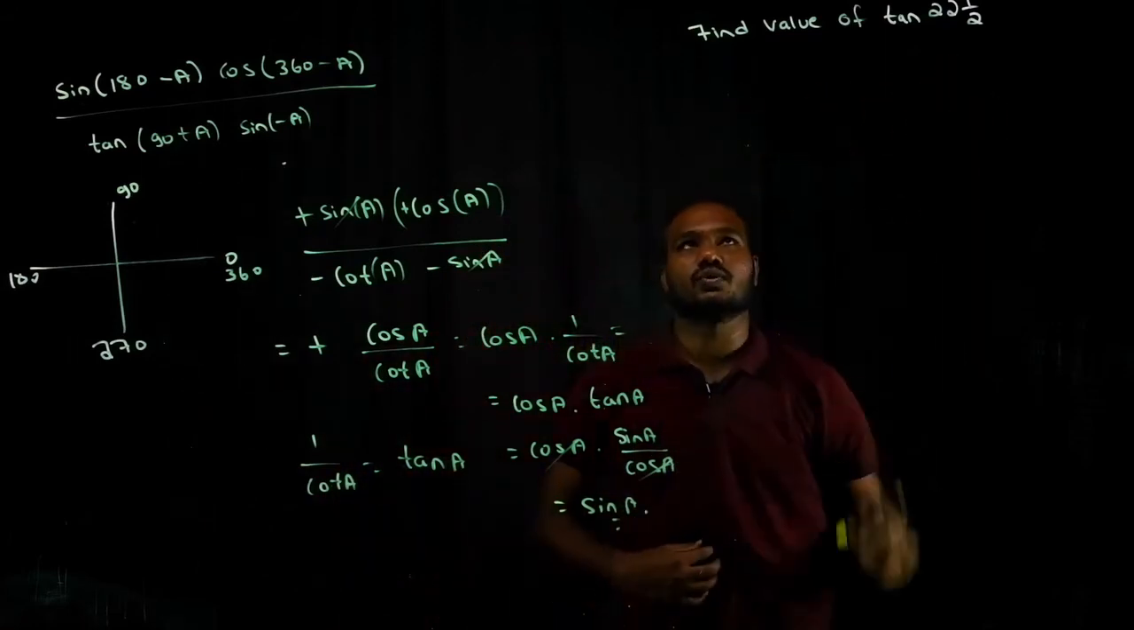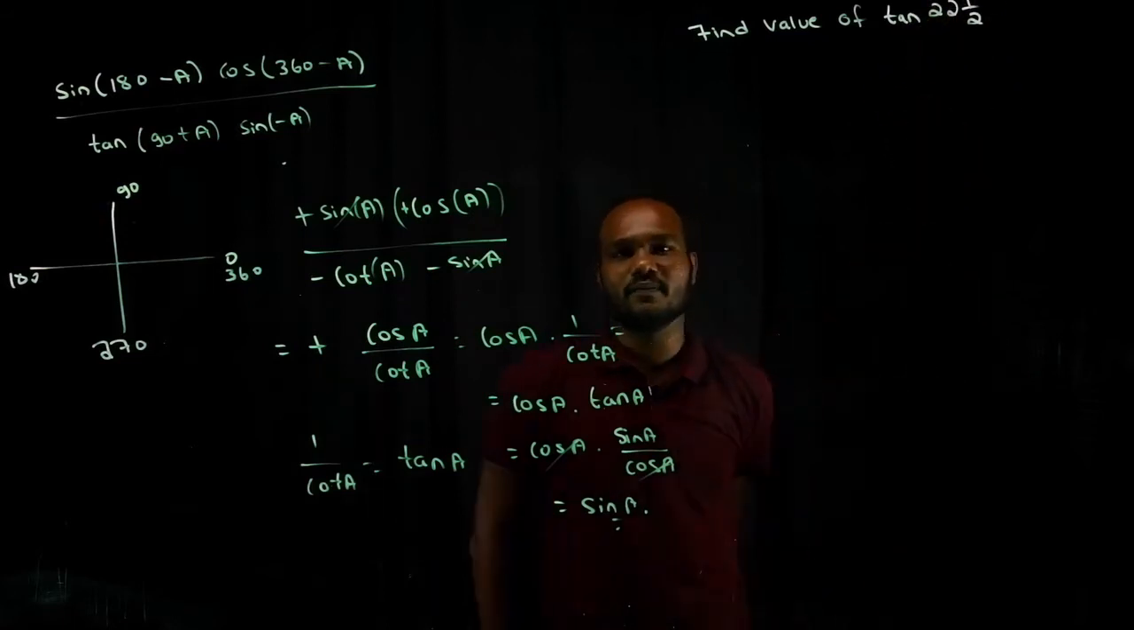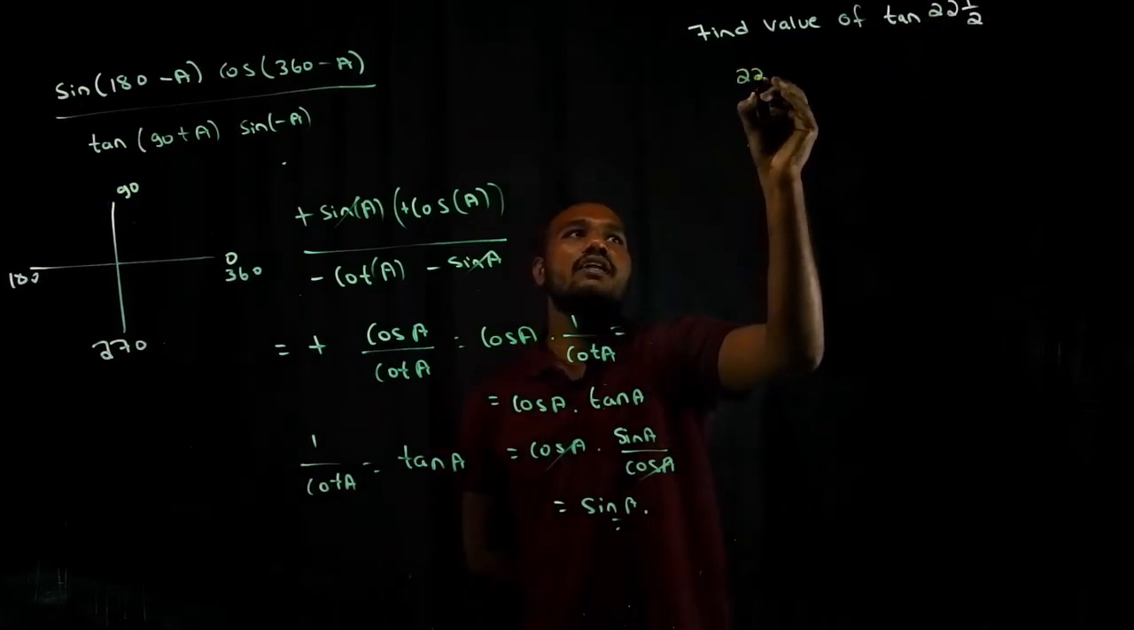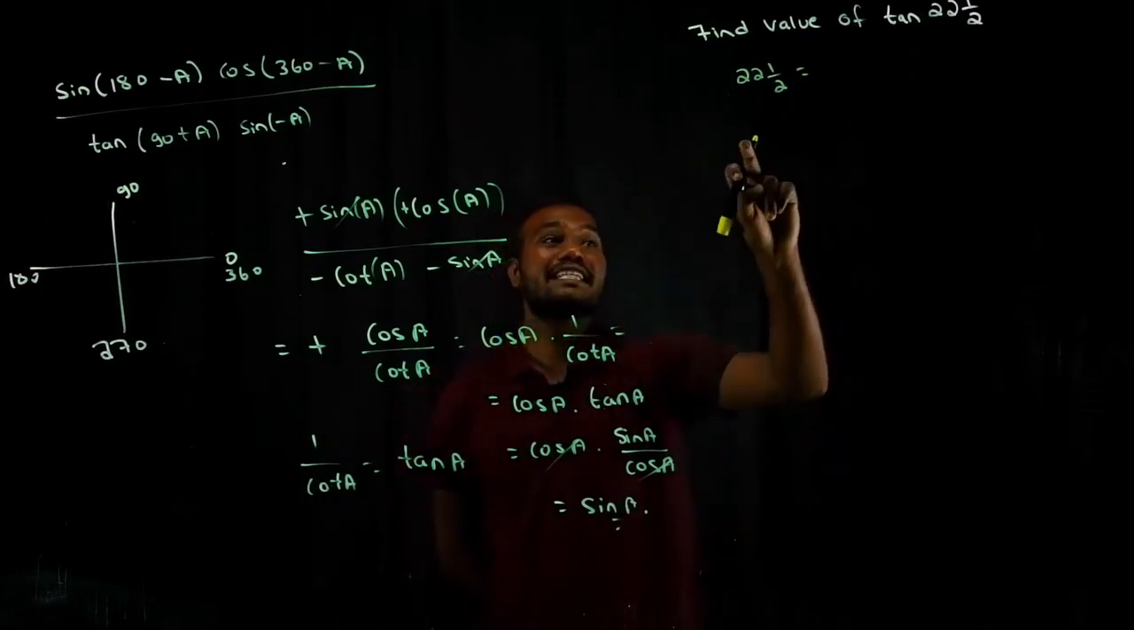So let's go to this question. They ask you to find the value of 22 and a half degree. See, first let's consider what is 22 and a half degree. It's a mixed angle, right? So how to convert it into a mixed fraction? It's a mixed fraction.